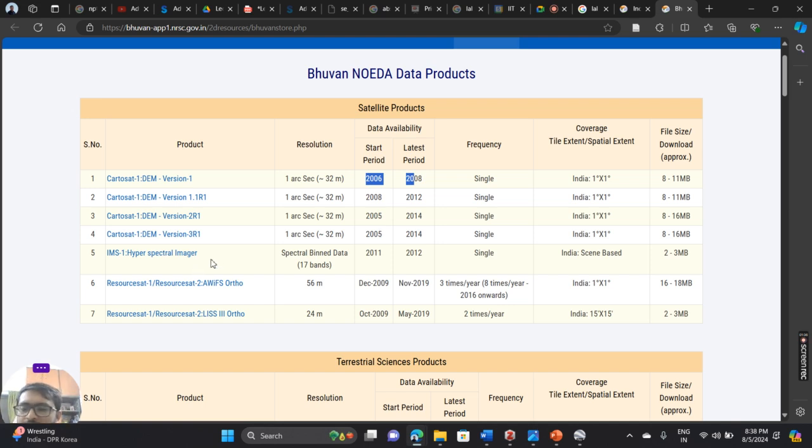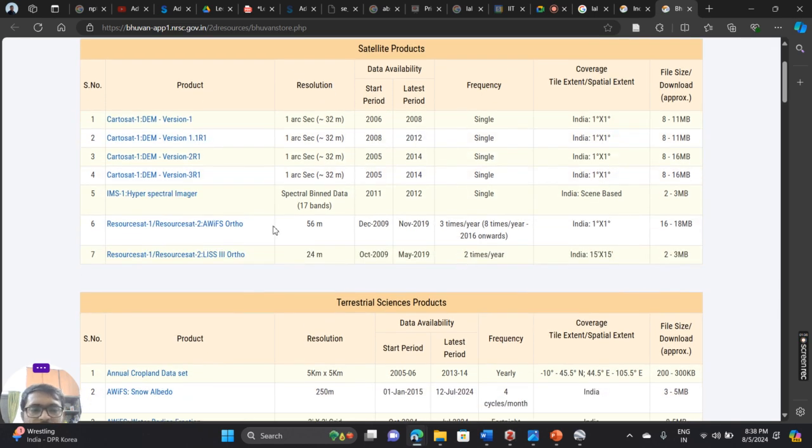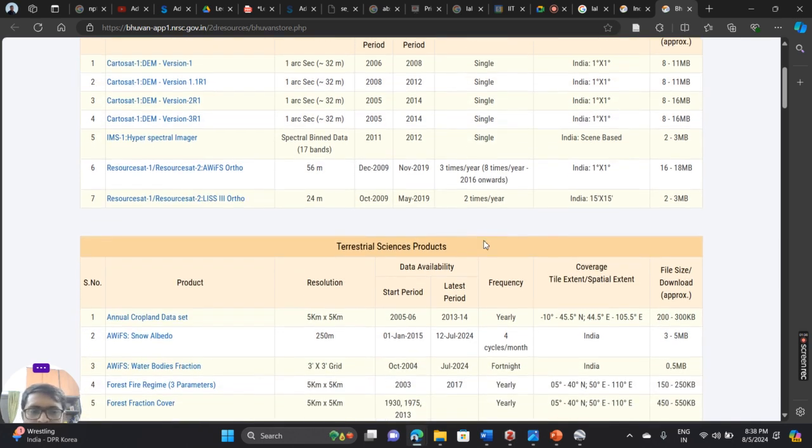Now this hyperspectral imager, which has 17 bands, is available from 2011 and 2012, and the frequency is also single, so it is a single scanning of entire India. Then you have the datasets from Resourcesat, which is available from 2009 to 2019, three times a year, and 8 times per year from 2016 onwards. In this dataset, you can see it is at 15 minutes.